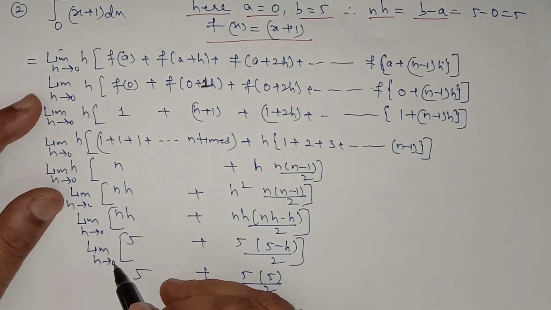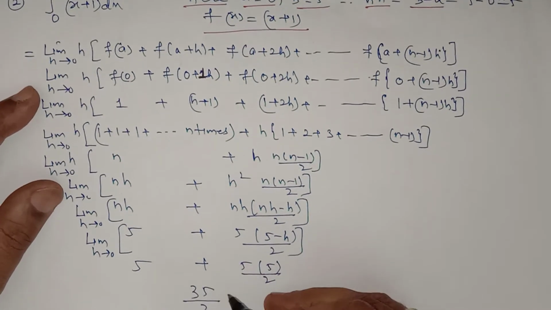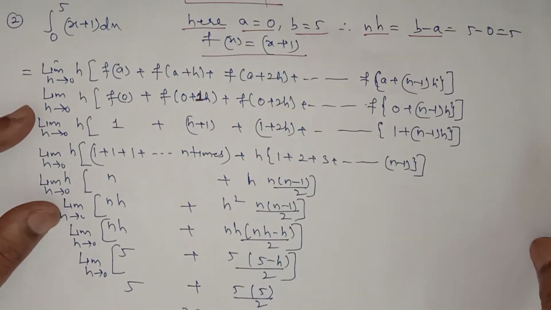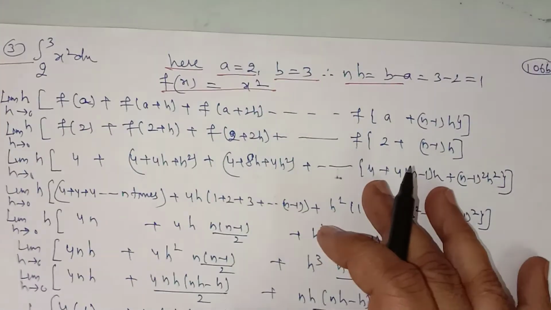Then you take the limit h goes to 0. So if you put h equal to 0 here, 25 upon 2 plus 5, it will be 35 upon 2. So this is the integration by taking the limit of a sum.